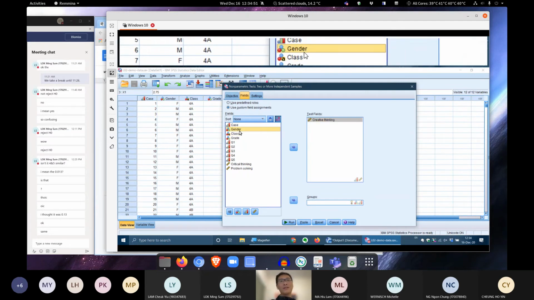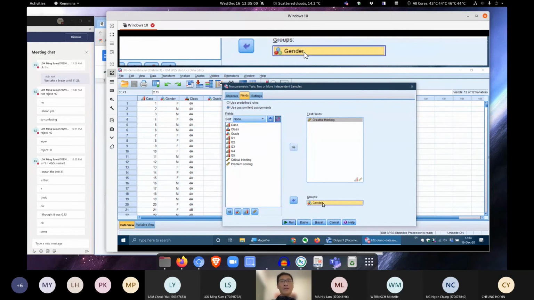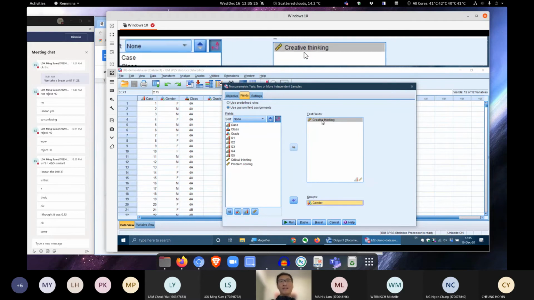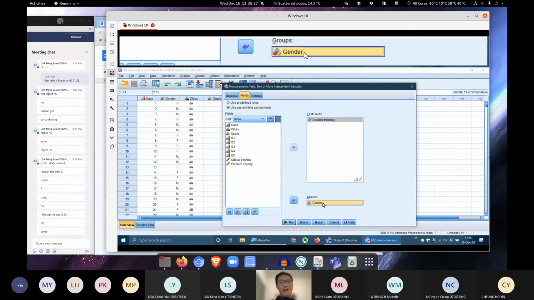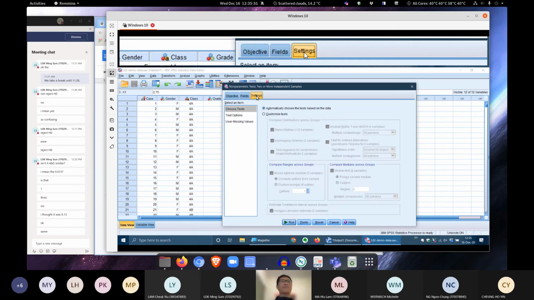Now again, let's do the same analysis that we have done using the independent samples t-test. We put the gender here into the groups so that we can compare the creative thinking across the two genders. Now notice that this time you do not have to specify the number 1 and number 2 in the gender. It is just an example that this procedure is more advanced than the one in the t-test. Specify the variable and the grouping variable, and then we go to the settings.